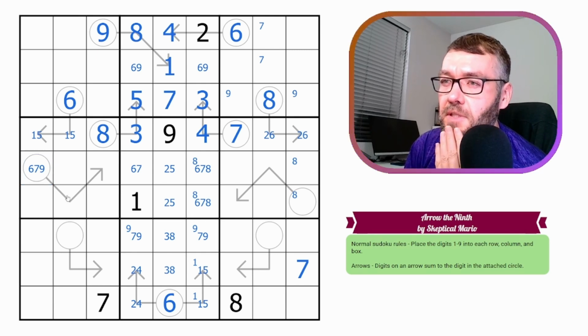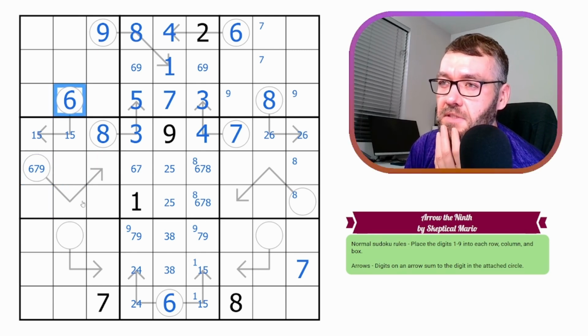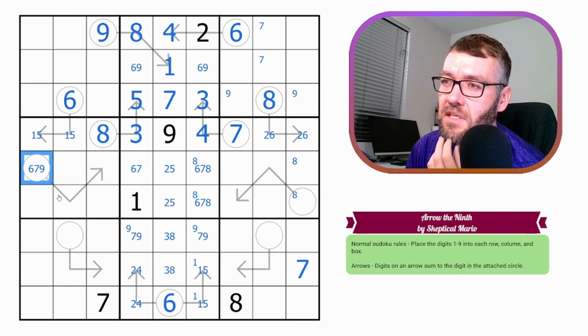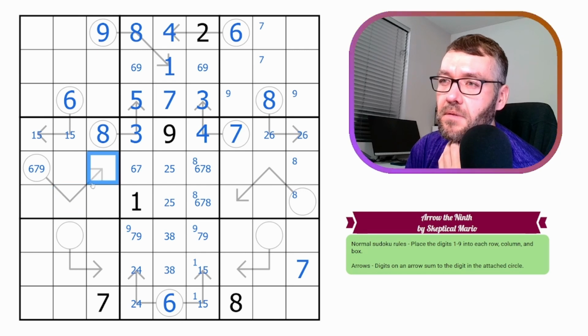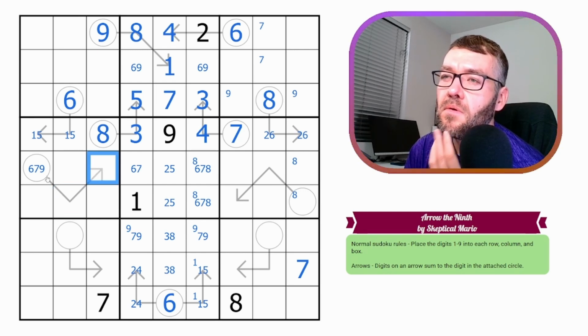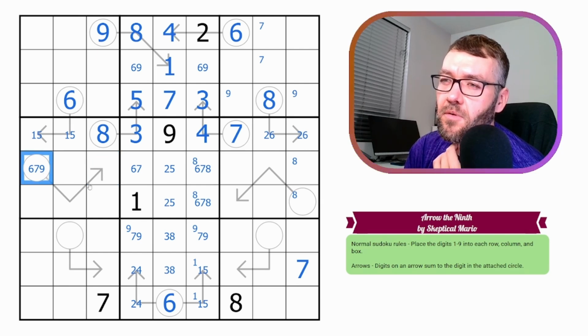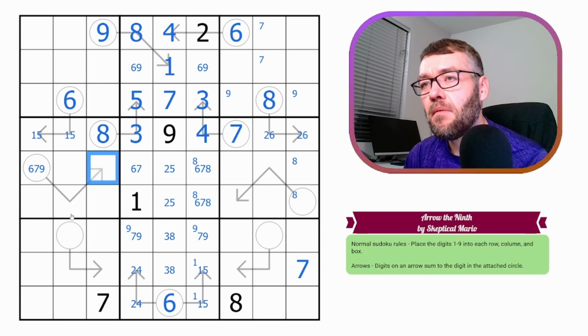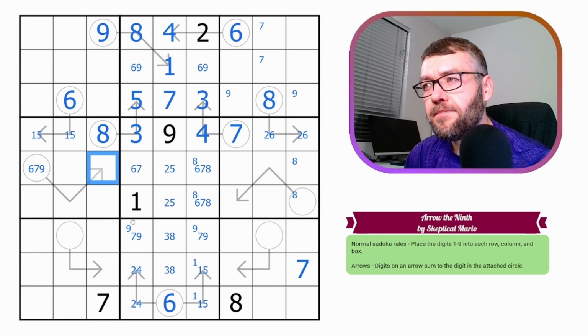If this was 6, couldn't be the 1, 5 because of this 6 up here, or it's already taken up that 1 and 5 there. Could be a 4, 2. 7 could be 4, 3. And 9 couldn't be 5, 4. Could be 6, 3. Or 7, 2. Okay.